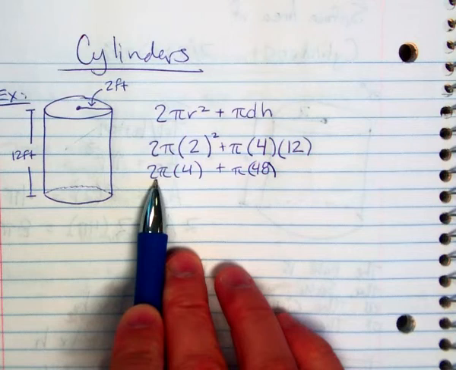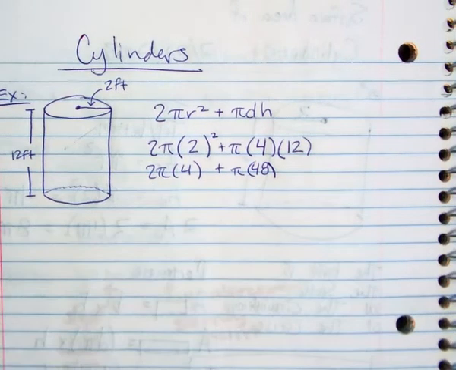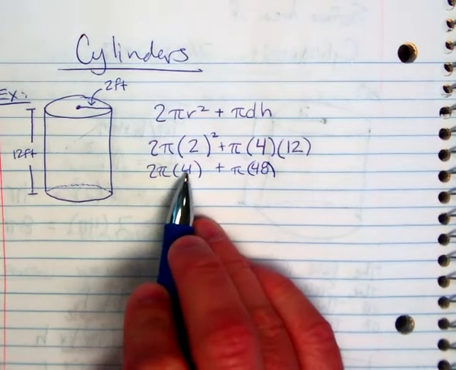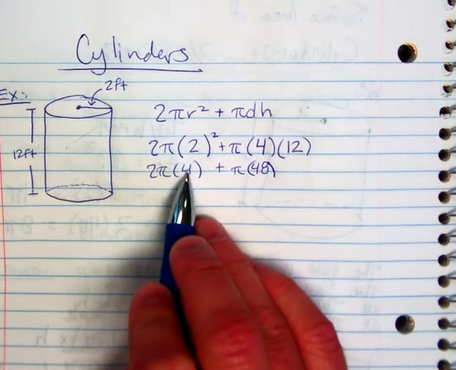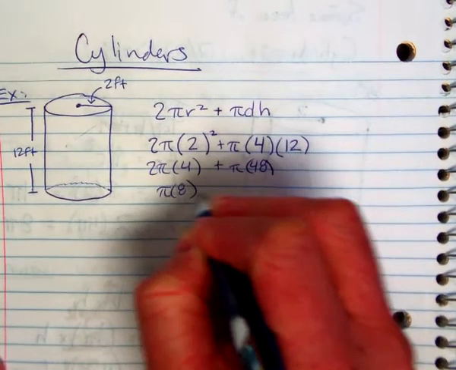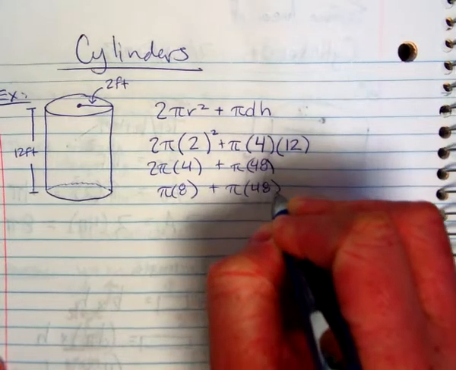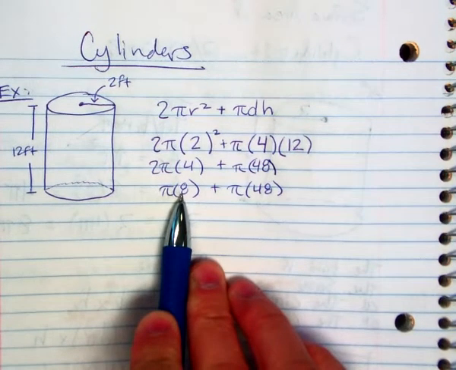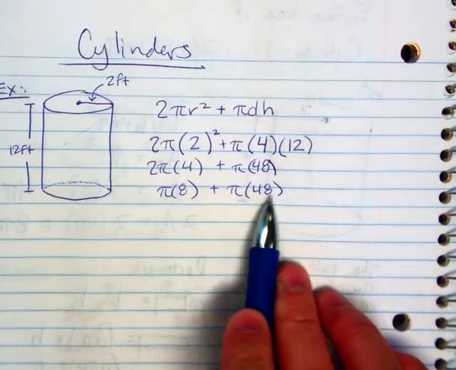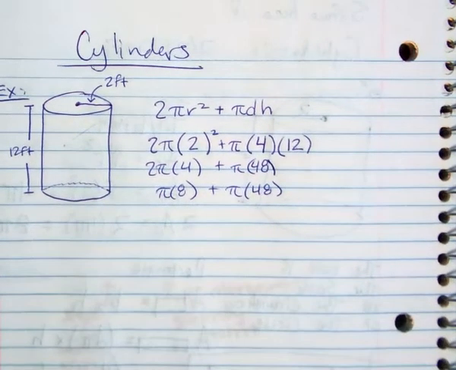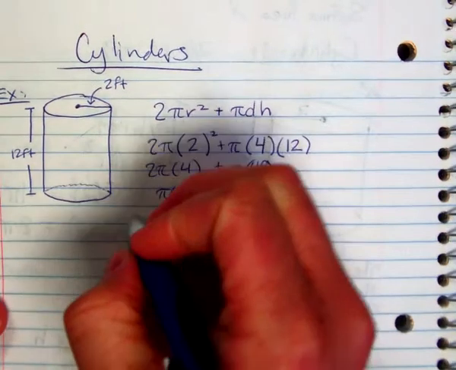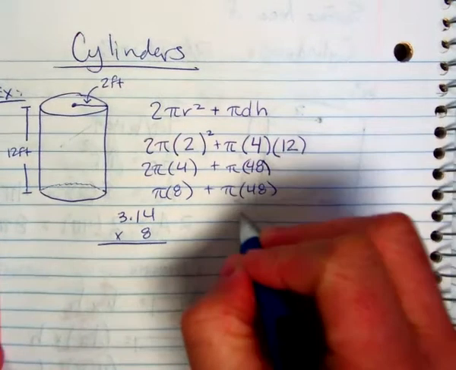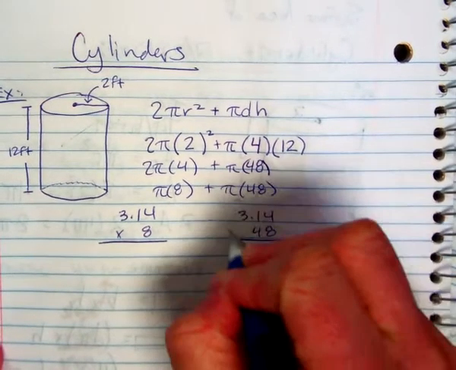Now let's look at this part again. 2 times pi times 4. It's multiplication, so I can do this in a different order if I would like. It's a lot easier to just do 2 times 4. So what is 2 times 4? 8. So I have pi times 8, and I have pi times 48 over here. So what I'm going to do is I'm going to do 3.14 times 8, and 3.14 times 48, and I'll add those together. That'll be my final answer. So let's do each multiplication separately. 3.14 times 8. And then over here we'll do 3.14 times 48.